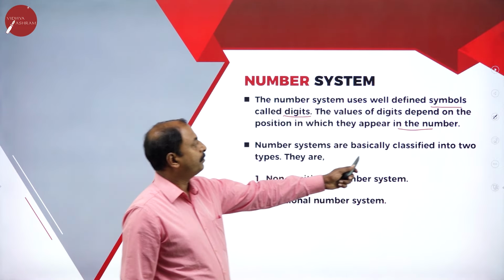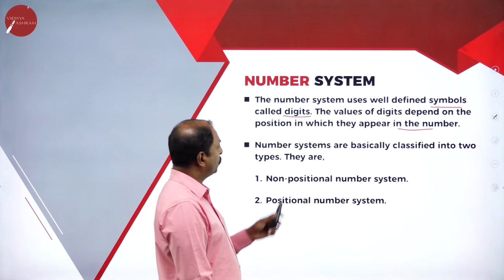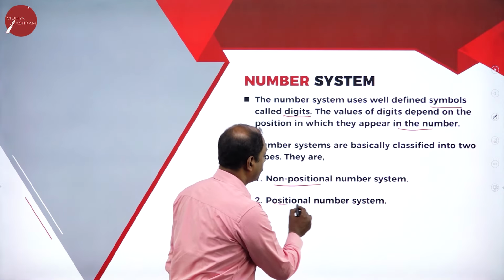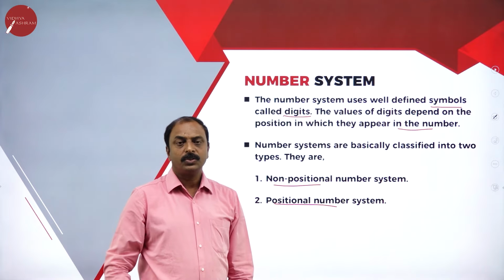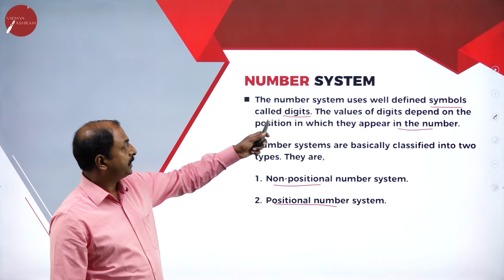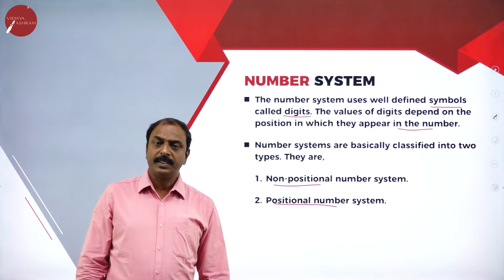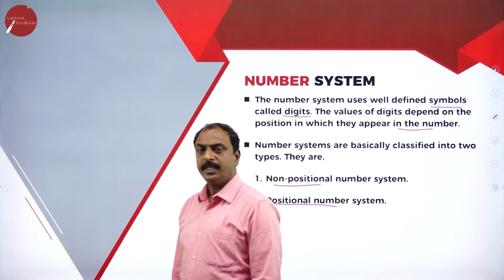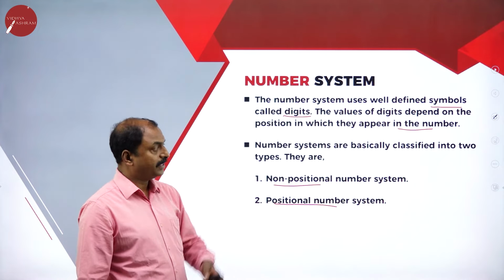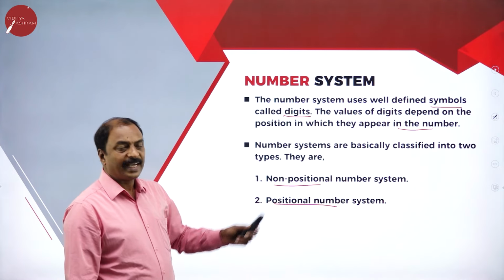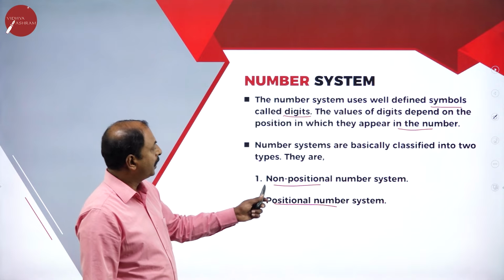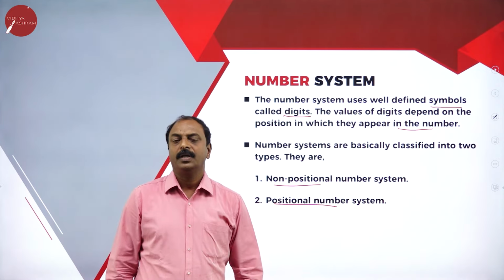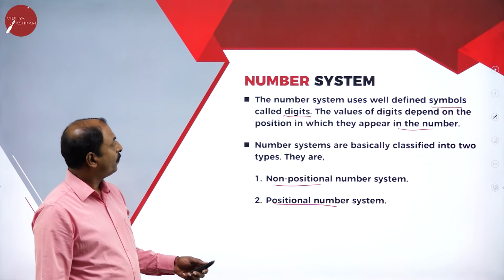And number systems are basically classified into two types. They are non-positional number system and positional number system. So here students, what is a number system? A number system is nothing but representing all the numbers using symbols called digits. And there are two types of number system: one is non-positional number system and the other is positional number system. Now let us see this one by one.